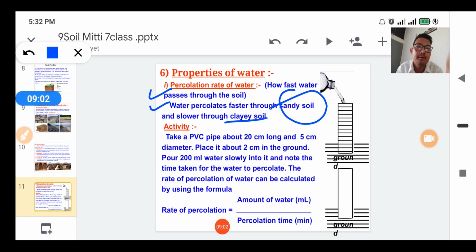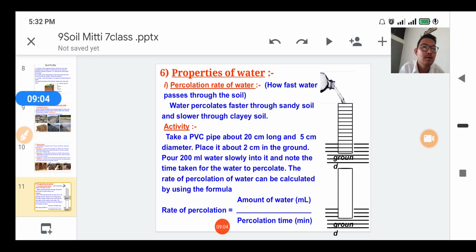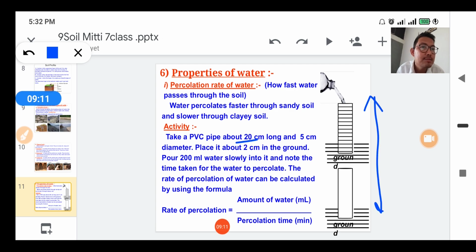Now I'll explain you one activity. We have to take one PVC pipe of about 20 centimeter long and 5 centimeter in diameter, and now place it about 2 centimeter in the ground. Pour 200 ml water slowly into it and note how much time is taken for water to percolate. It is a very easy activity, you can do it in your homes.